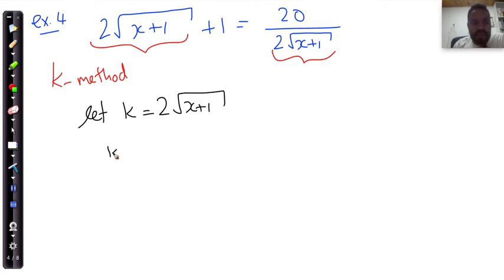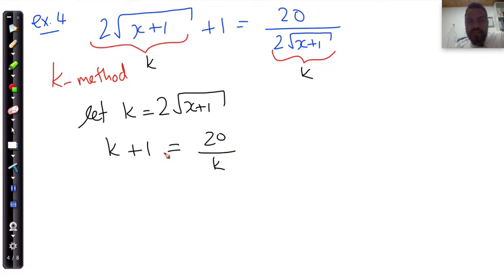So this is going to be K on that side, K plus 1, that's my K, and that's also K. So K plus 1, that whole thing was K, plus 1, is equal to 20 divided by K. Let's look at that. K plus 1 equals 20 over K.